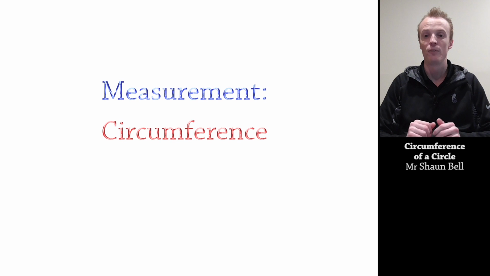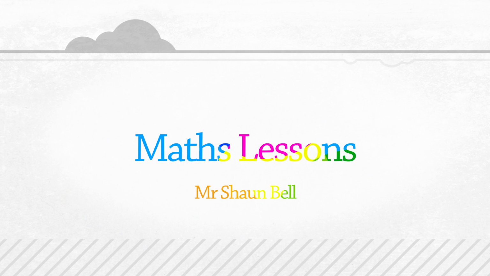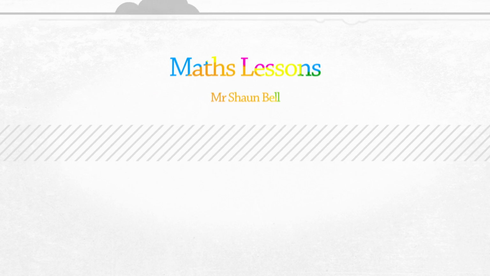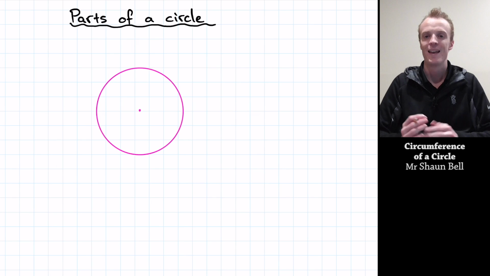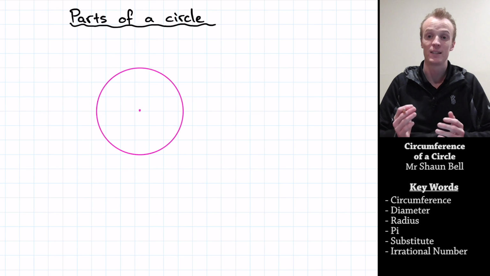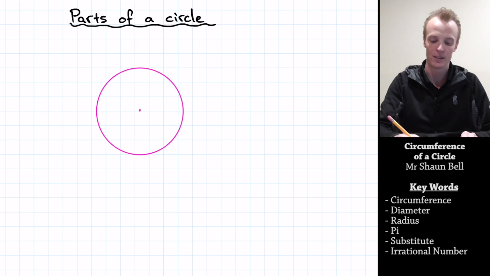Today we're going to have a look at how we find the circumference of a circle. So let's begin. Now the circumference of a circle is essentially the perimeter of a circle, which is the distance around the outside of the circle. So the circumference can be found just here.